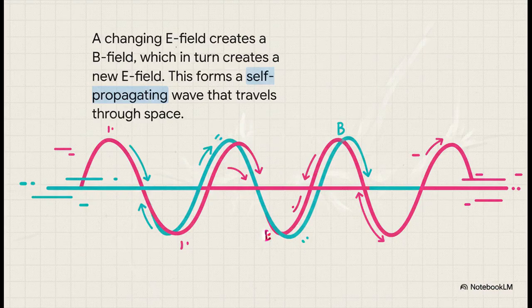So, remember Faraday's law? A changing magnetic field creates an electric field. And the Ampere-Maxwell law? A changing electric field creates a magnetic one. Well, when you put them together, you get this incredible, self-sustaining dance. A changing electric field makes a magnetic field, which in turn makes a new electric field, which makes a new magnetic field, and on and on and on. It creates this ripple, this self-propagating wave that can just travel through empty space all by itself.